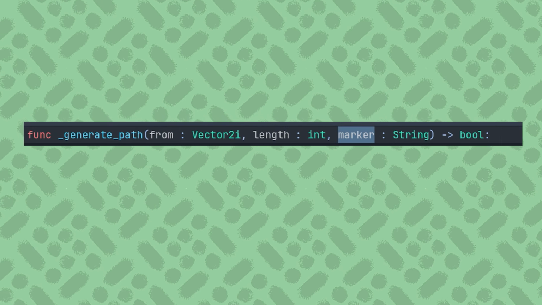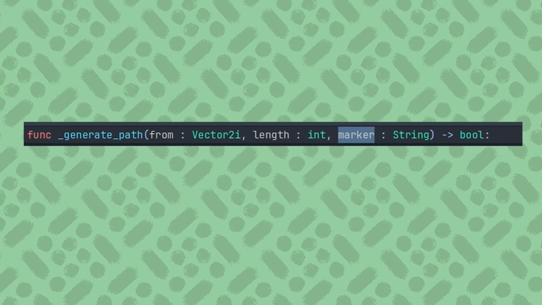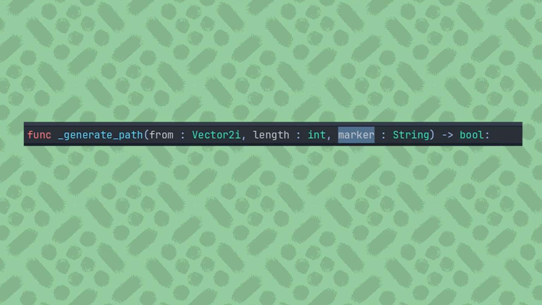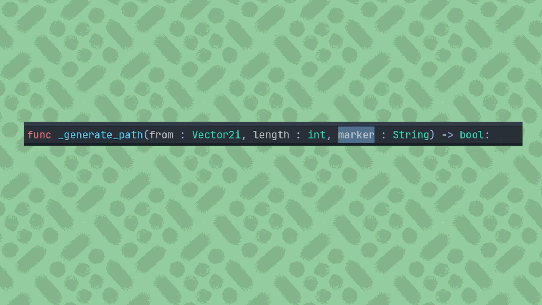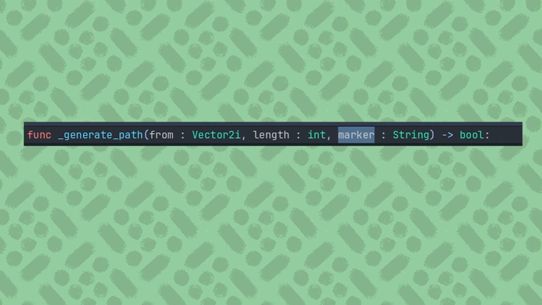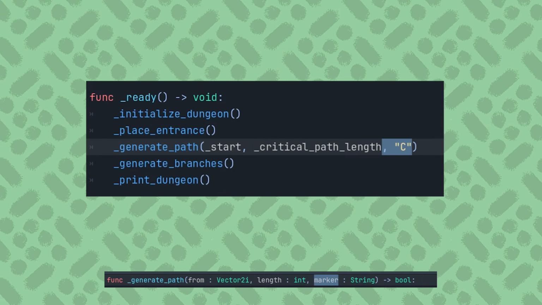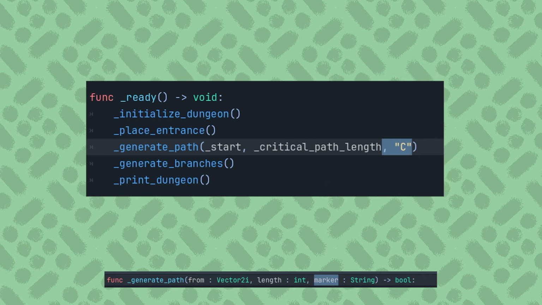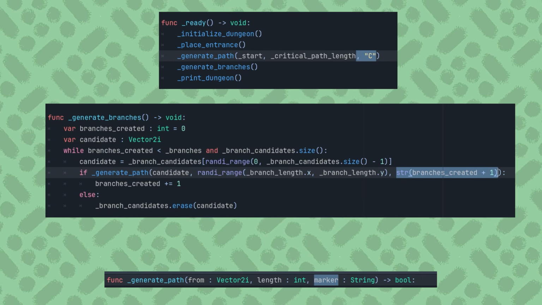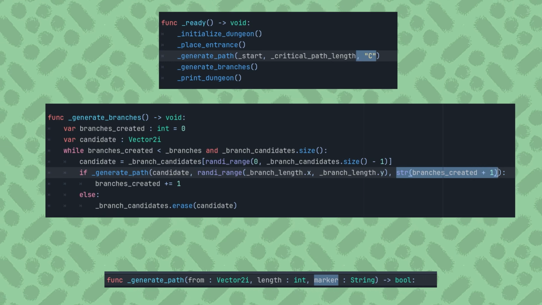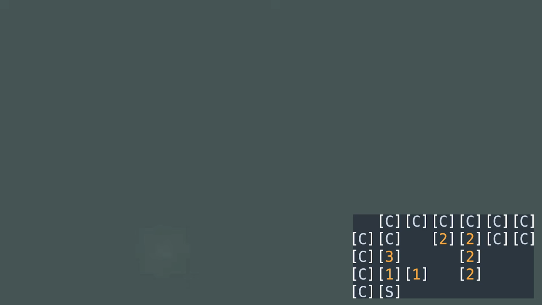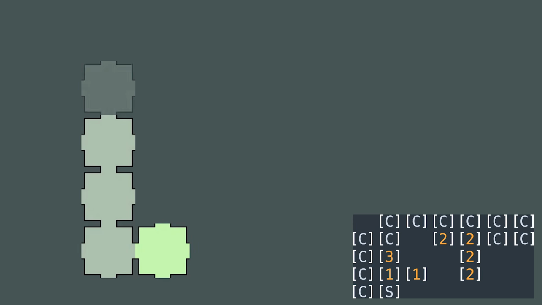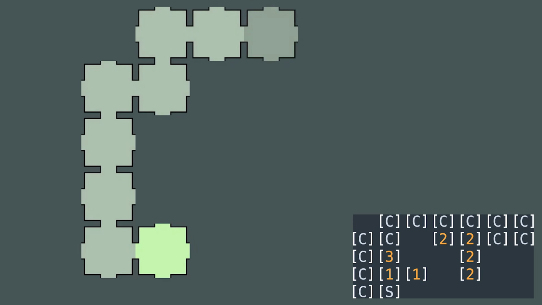We may also want to distinguish our branches from the critical path for further dungeon generation functions. So let's add another parameter to the generate path function, which is the value the rooms will be set to. For the critical path, I'll set it to the letter C, and for the branches, I'll set it to the number of branches created plus 1. Running the game, we can see that the critical path is marked with a bunch of C's, and each branch is numbered.